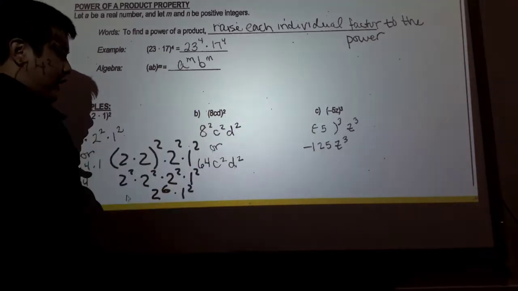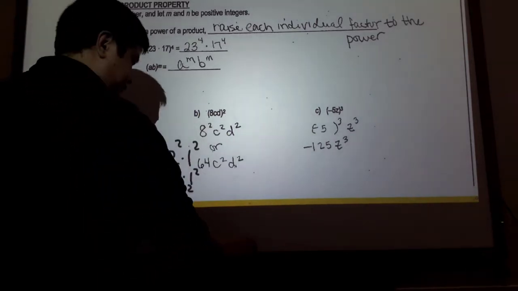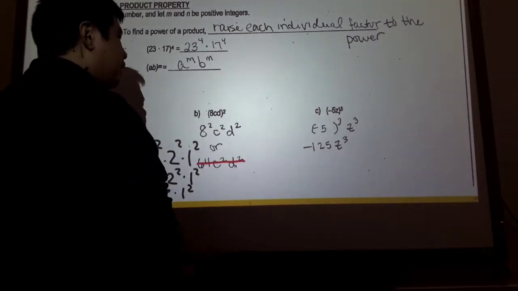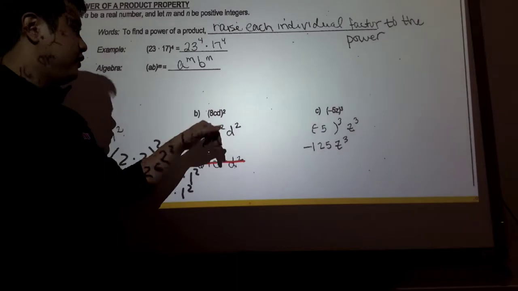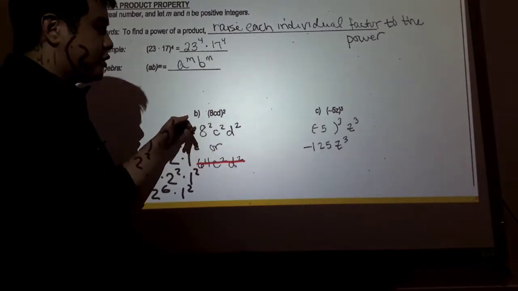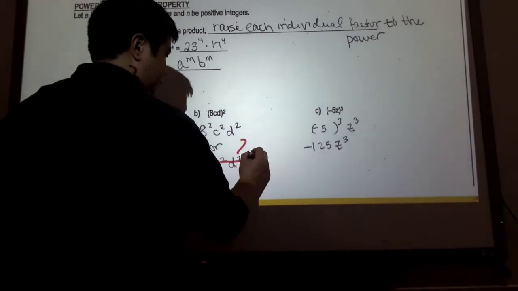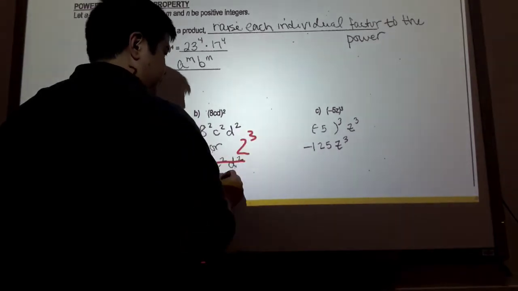Here we have three different factors. Okay, right here, 8 squared, c squared, d squared. Again, we could split this up into 2 to the third.